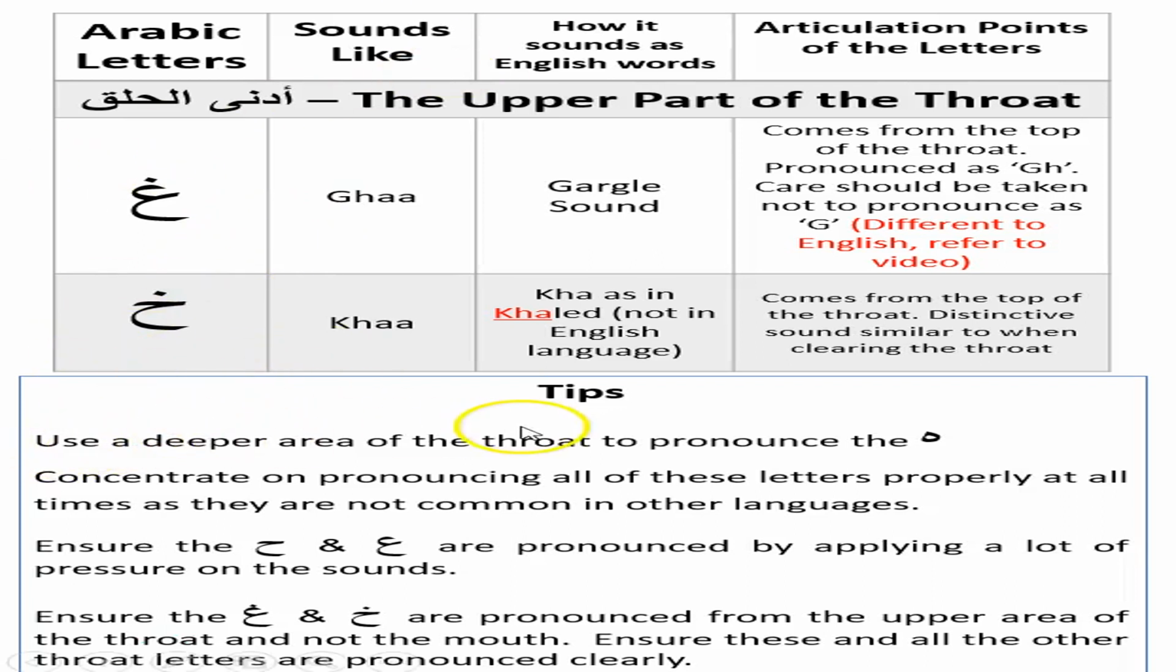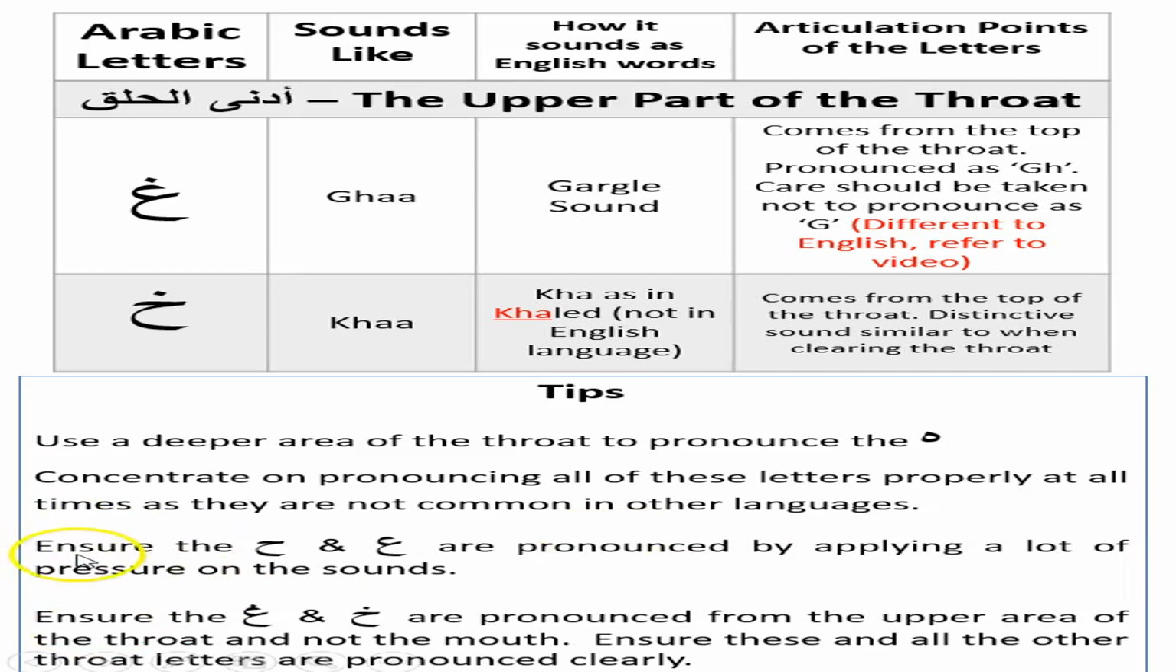So the tips. Use a very deep area of the throat to pronounce the ha, slightly deeper than H in English, and concentrate on pronouncing all of these letters properly at all times, as they are not common in other languages. Obviously, hamza and ha are as a and ha, but not ayn, ha, ghain, kha. These are not common in other languages, especially not in English. So we have to make sure that we are pronouncing them properly and really concentrating on getting these letters out correctly.